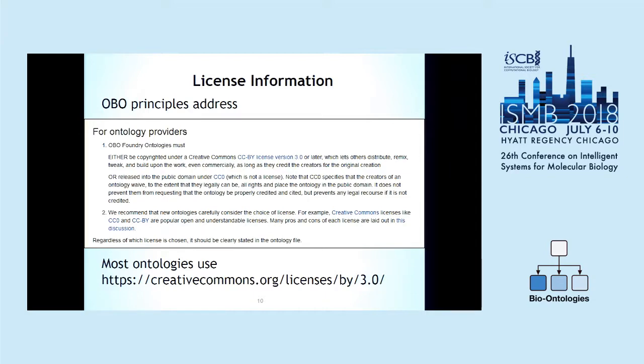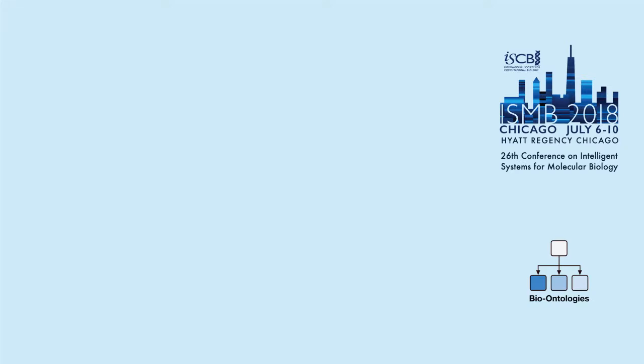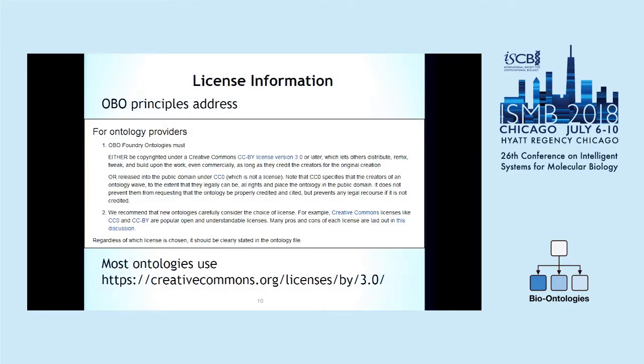We just urge you to carefully consider your license, but it also gives a link to a discussion. There's a web discussion where people are going into more detail about the pros and cons of the different licenses. And as a result of this process, we learned that most of the OBO Foundry ontologies use CC BY 3, but we also learned that people want more information about it, and more discussion is needed beyond what I'm going to talk about now.